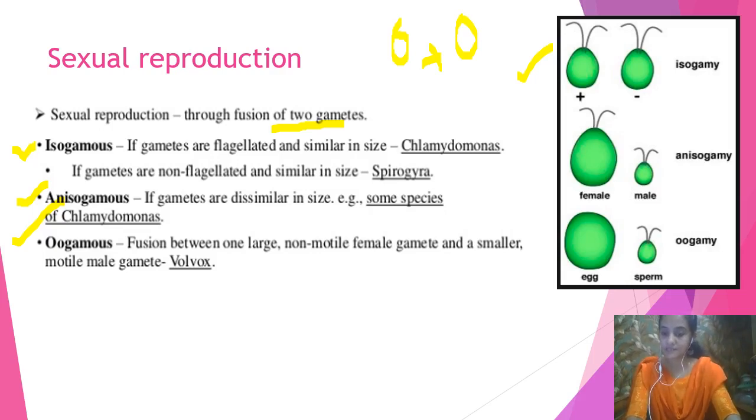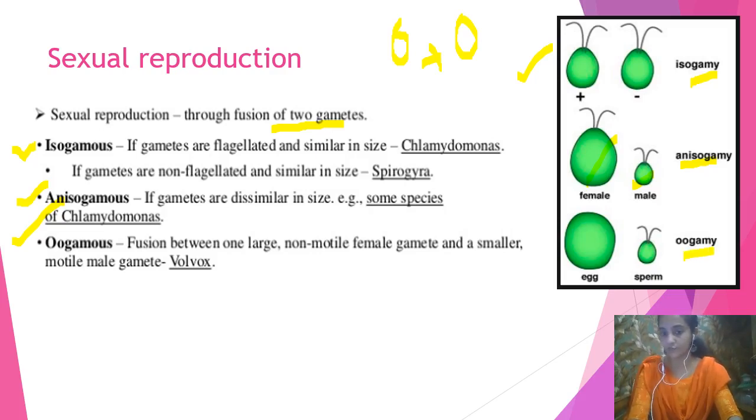So, if the gametes are similar, then you will call it isogamy. Now the next one: if the gametes are dissimilar, then you will call it anisogamy. What is the difference that you can see? The female gamete is larger and the male gamete is smaller, so they are called dissimilar. But both of them have flagella, so they are motile, but their size is dissimilar, so you are calling it anisogamy. Now the third category is oogamy.